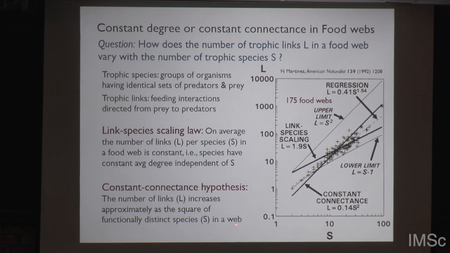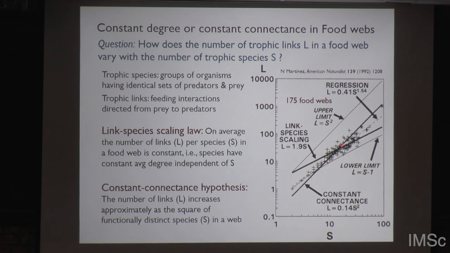Now you would say, why not just look at the empirical data and see which of these hypotheses is true, whether it's a constant degree or constant connection density. The problem is that the data doesn't seem to fit any one of these hypotheses over the entire range of ecosystem sizes. This is the number of species in the ecosystem S, and this is the number of connections L. One of these curves corresponds to L going as the square of S, so this is the constant connectance hypothesis, and the other curve has L proportional to S, so this is the link-species scaling, so that you have constant average degree.